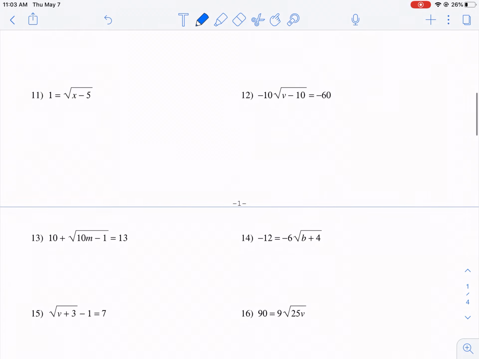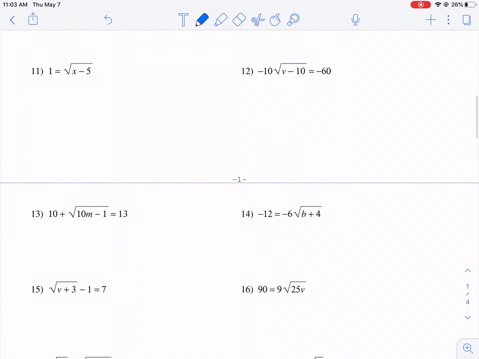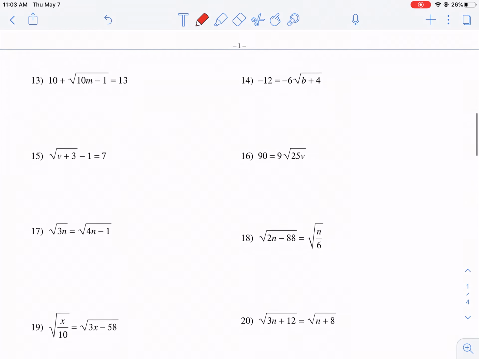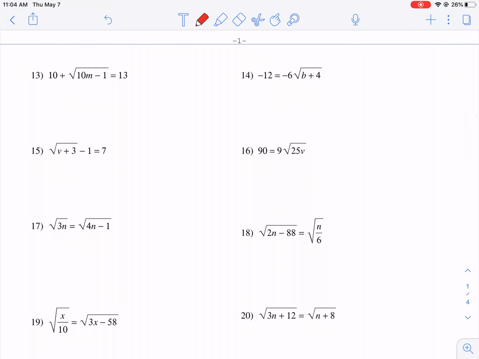Okay. Let's do number 12 as another practice. Actually, let's just skip to 13. For 13, this is the same thing. Now, here's the problem. You don't want to square both sides right away, because if you square this, you have a binomial, and you're going to have to FOIL, and it's going to be very messy. So the first thing you want to do is get the radical by itself. So step 1, isolate the radical.